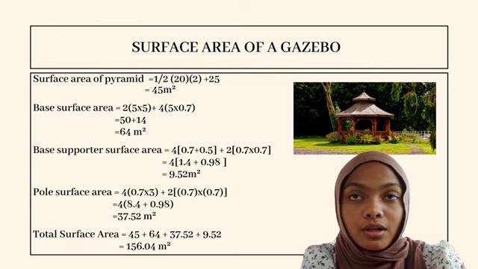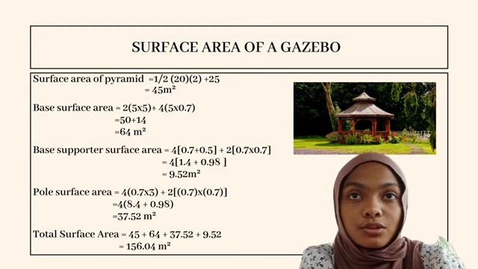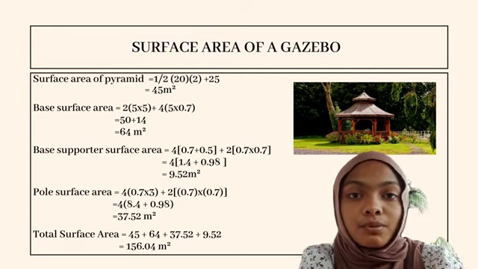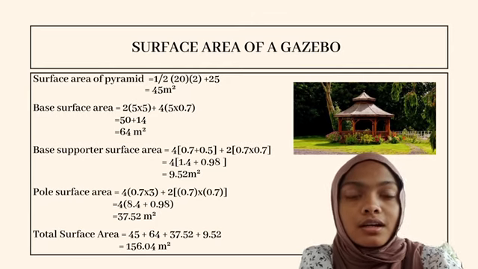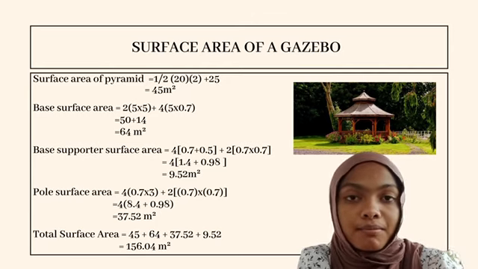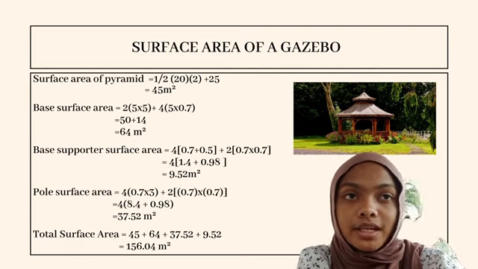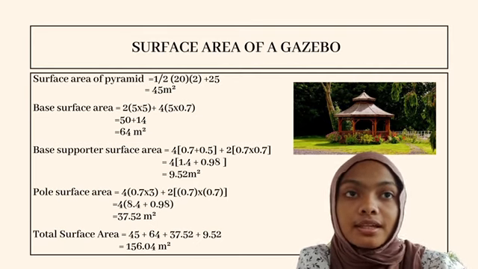First, we need to count the pyramid surface area, which is the roof. To find the pyramid surface area, we need to use the 1/2 PS plus B formula. The surface area of the pyramid is 45 meters squared. Next, we need to find the base surface area. The base of the gazebo is cuboid, so we just add up the surface area of rectangle and square bases. The base surface area is 64 meters squared.